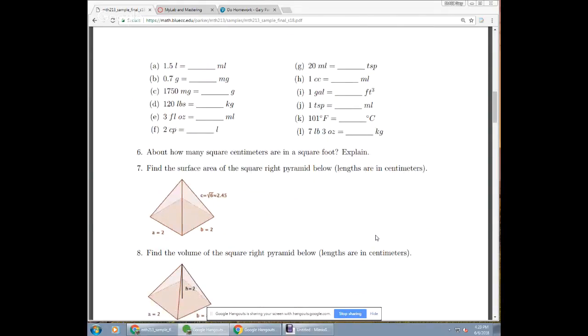All right, so we want to find the surface area of a square right pyramid. Lengths are given in centimeters.